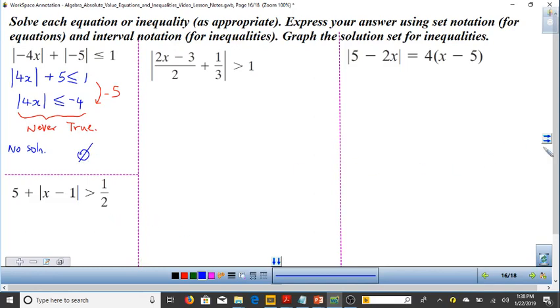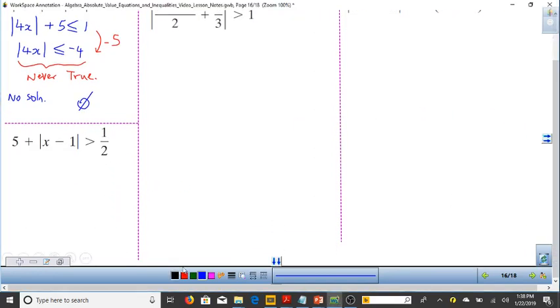Let's go on to this next example. For this next example, I subtract 5 from both sides to isolate the absolute value. And when I subtract 5 from both sides, I get the absolute value of x minus 1 is greater than half minus 5, which is negative 9 over 2, negative 4.5. This is saying an absolute value is greater than a negative. An absolute value is always greater than a negative. Absolute values are positives, and positives are always greater than negatives because positives are to the right of negatives on the number line. So this statement is always true.